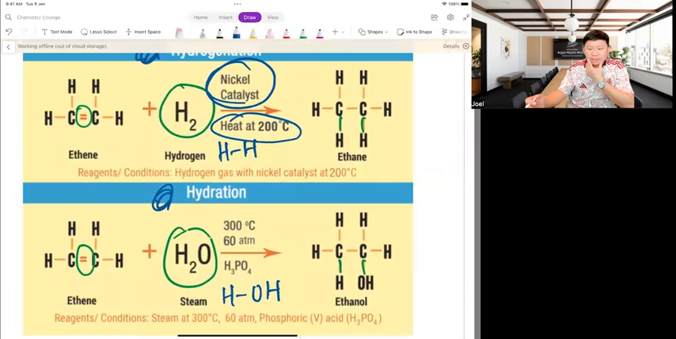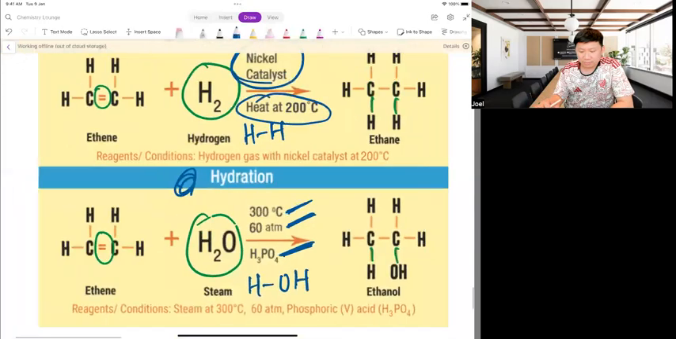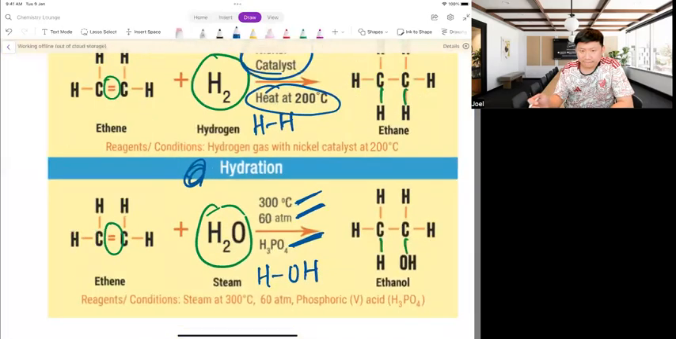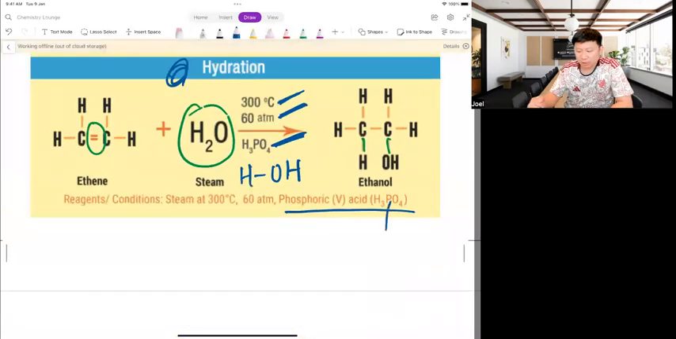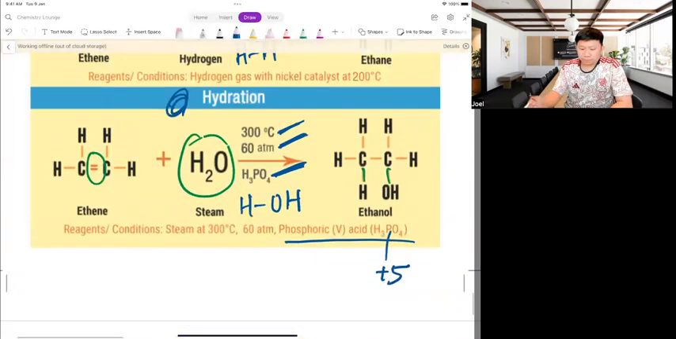Last one, the most irritating of all, addition of steam. The conditions are very funny. 300 degrees, 60 atm, phosphoric acid, H3PO4. You need to memorize the conditions, cannot change one again. Some schools write phosphoric(V) acid because the oxidation state of the phosphorus is +5. You do the redox. So if you look at it again, the three of them are the same.